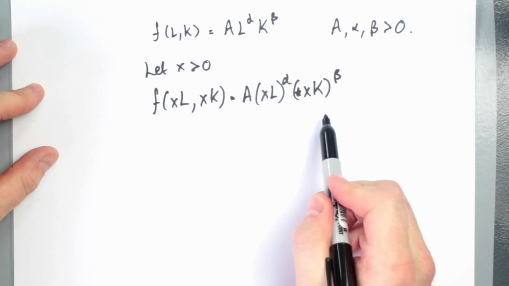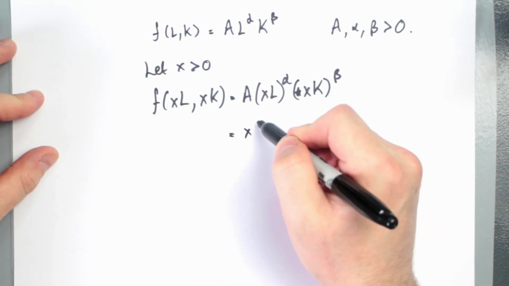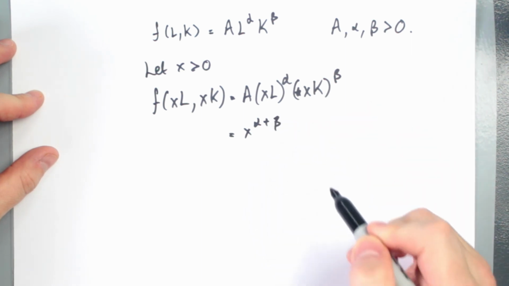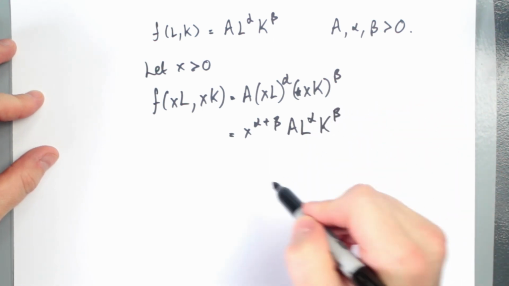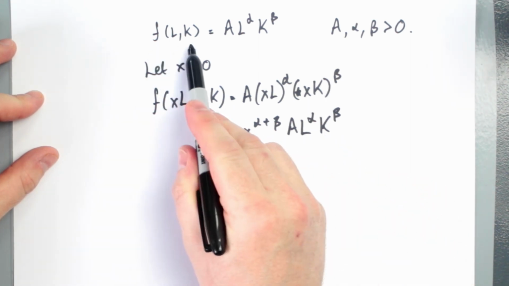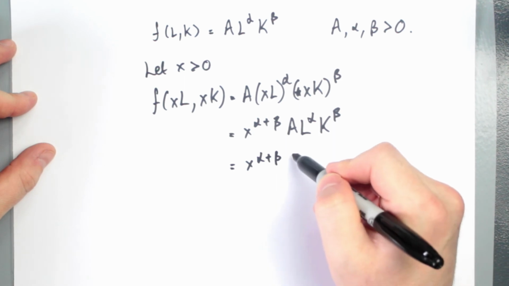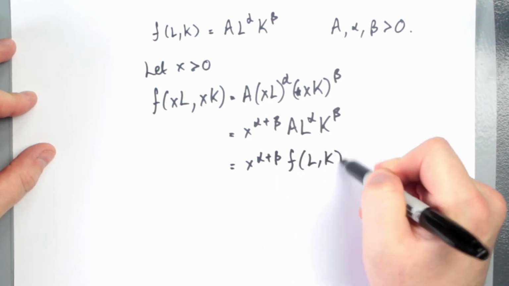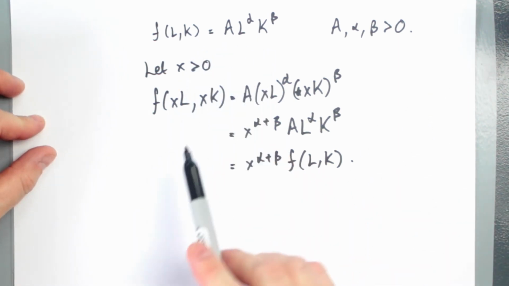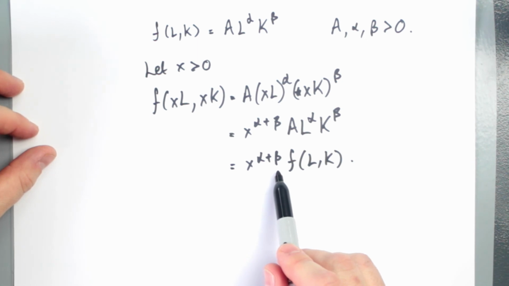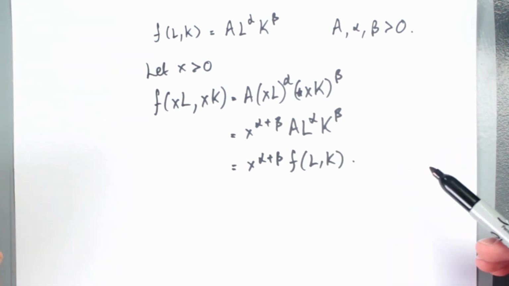Now I can do some cleaning up and write this as equal to x to the power alpha and x to the power beta. If I take that out the front, I've got x to the power alpha plus beta, multiplied by A, multiplied by L to the power alpha, multiplied by K to the power beta. Now this expression is the same as the output when labour is L and capital is K. So this is equal to x to the power alpha plus beta multiplied by f of L, K. If we check the definition of homogeneous functions, we can see that this function is homogeneous of degree alpha plus beta. So the sum of these powers determines the returns to scale for this function.